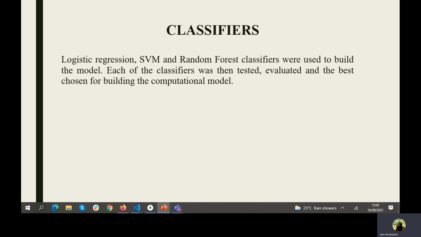But the best classifier is logistic regression, and that's what we went ahead with because it had the best accuracy of 96%.